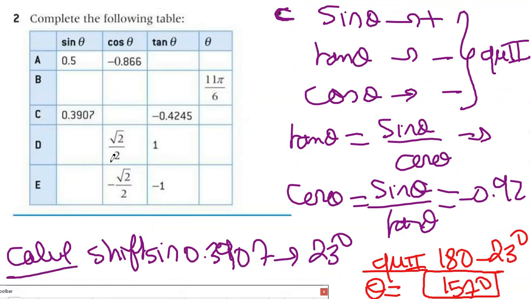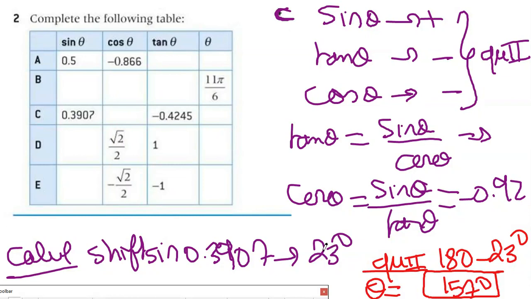Part C, I have sine positive, tangent negative, so sure cosine is negative. And if sine is positive and cosine negative, I'm in quadrant 3. Excellent. How are you gonna find cosine? We know tangent is sine over cosine, so cosine will be sine over tangent. I got the answer. Now, how are we gonna find theta? I will take the calculator and do shift sine. It will give me 23 degrees.